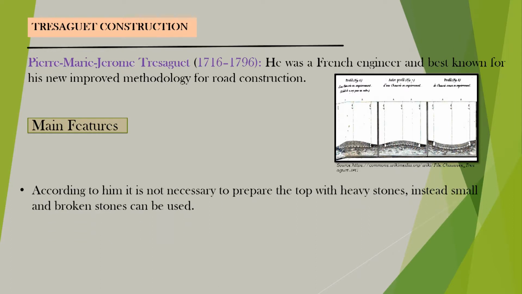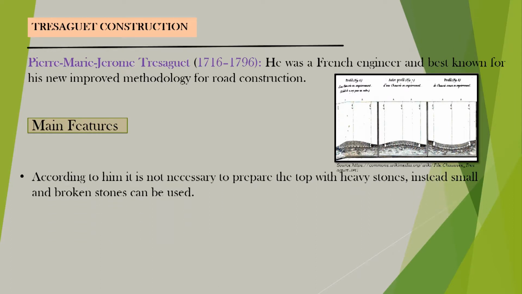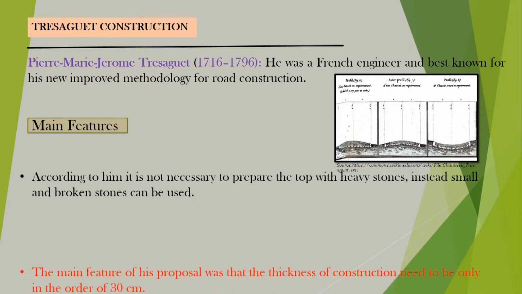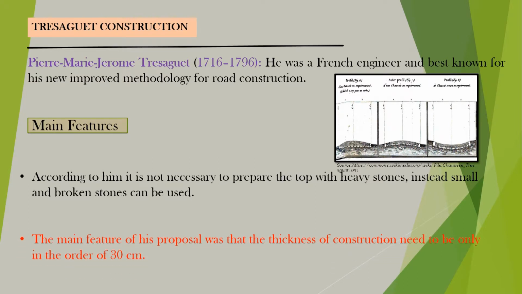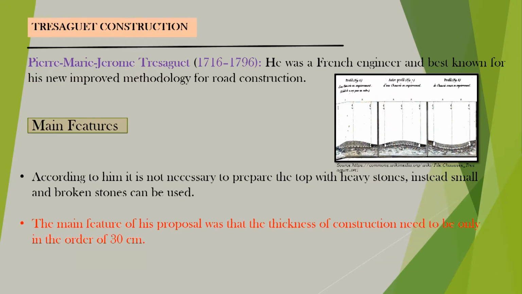Also, in comparison to the Roman roads, the thickness of construction of Tresaguet was of only 30 centimeter thick. In comparison, the Roman roads were around 0.75 to 1.2 meters thick. Also, Tresaguet laid emphasis on subgrade moisture condition as well as drainage of the surface water.